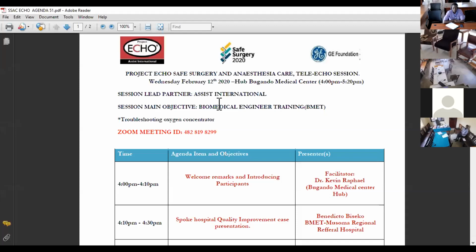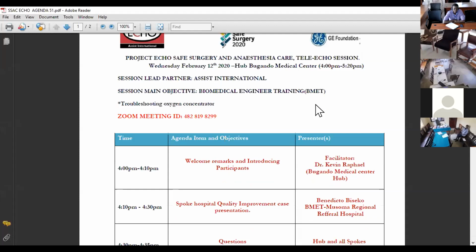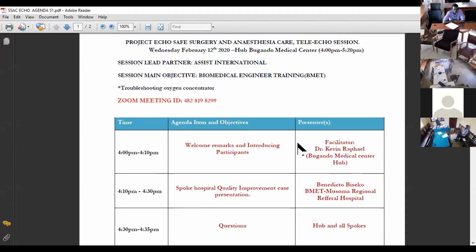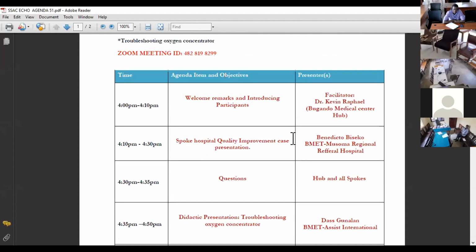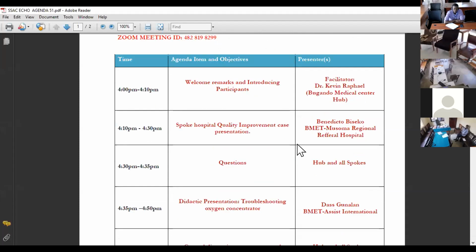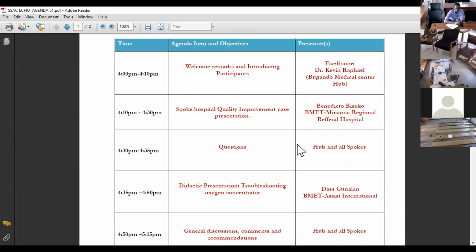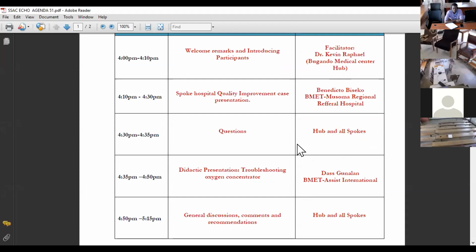As I said, our session today is going to be based on biomedical engineering training, and we are mainly going to discuss oxygen concentrators. So we are going to have welcome remarks and introduction of some key participants. Then we are going to have a 20-minute quality improvement case presentation, presented by Benedict Biseko, who is a biomedical engineer at MUSOMA Regional Referral Hospital. And then we are going to have a brief 5-minute period for questions regarding the case presentation.